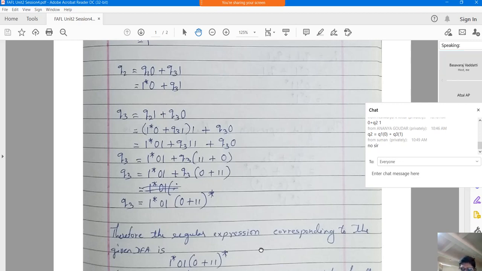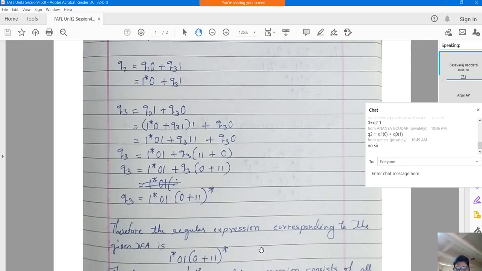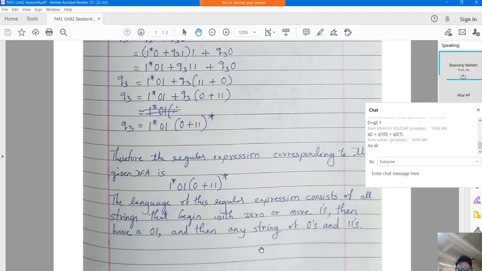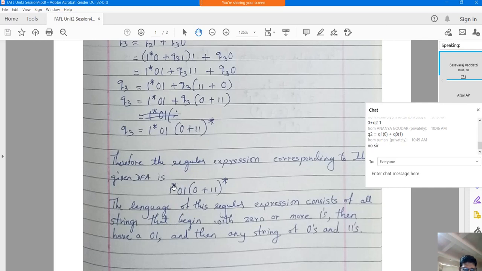Yes, what is the interpretation? You can notice here we have a 1 star, that is 0 or more ones. First, 1 star means 1 can appear either 0 or more times. After that, we have a fixed pattern. What is that fixed pattern? 0, 1. That fixed pattern will appear. After that, we can have 0 or 1, any number of times.